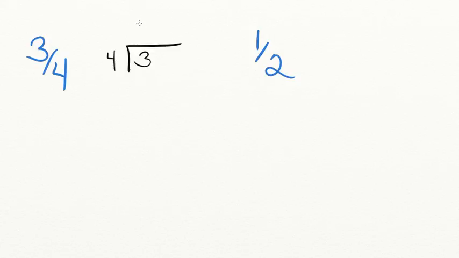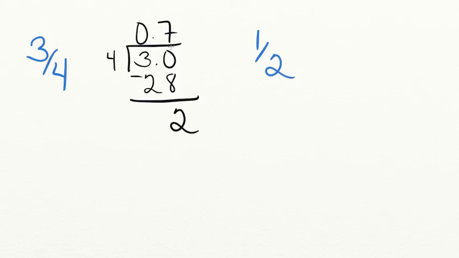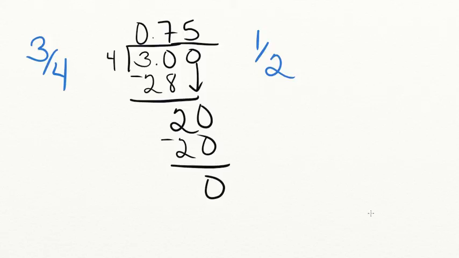Now 4 can't go into 3, so we're going to put a 0 as a placeholder, and you have to remember to put that decimal there. 4 can go into 30 7 times. 4 times 7 equals 28, and if we subtract down, that gives us a remainder of 2. So now we need to go over one more place value. I'm going to drop down my 0. 4 can go into 20 5 times. 4 times 5 gives me 20, and I am all zeroed out. So I know that 3/4 written as a fraction is equivalent to 75 hundredths written as a decimal.